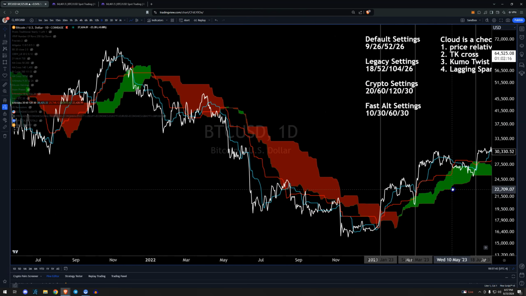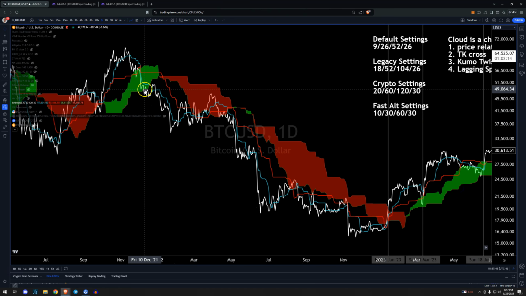Is it a great time to go long in 2022? Let's take a look at the cloud. No, the entire time, the entire year we were below the cloud. First below the cloud in 2021. So if your trend metric is giving you false entries here, you probably need to adjust something.